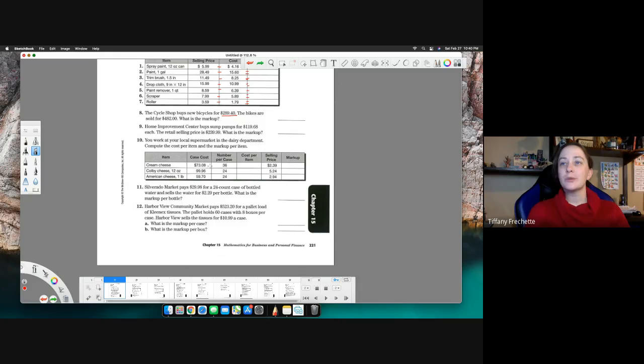So what we want to do is divide so that we know the cost per item. So we have a much smaller cost here. And then here's the selling price. We have the cost.